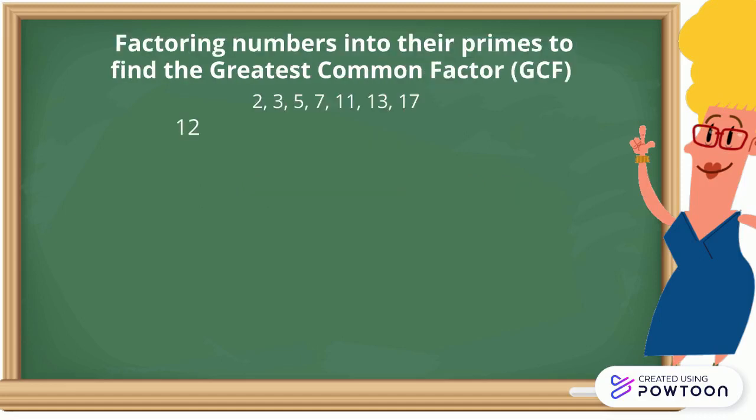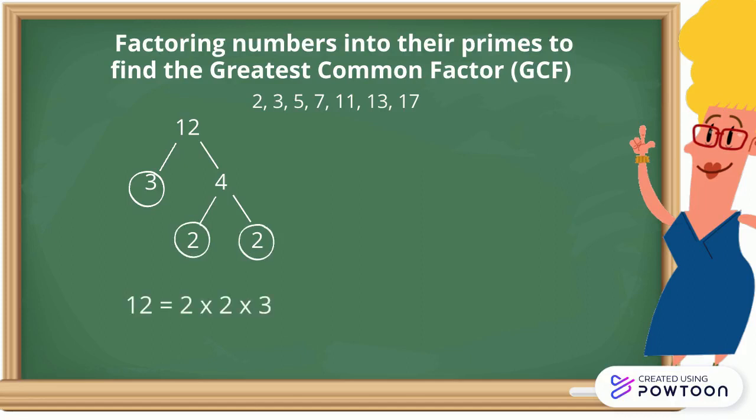Let's begin with 12. You have to choose a starting point. It could be 2 times 6 or 3 times 4. I chose 3 times 4. 3 was prime. From there, I moved on to 4, which was 2 times 2, which both are prime. So my prime factorization of 12 is 2 times 2 times 3.